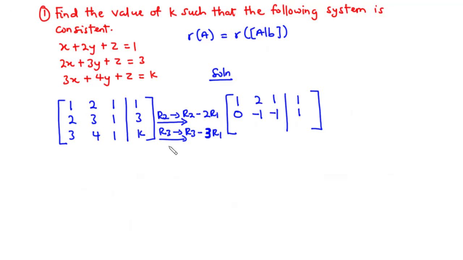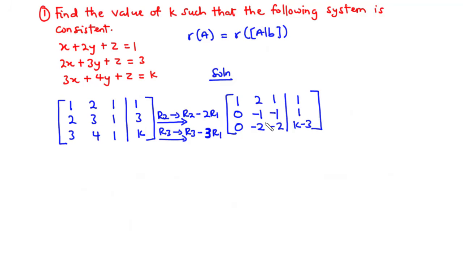Now to row 3. So for row 3, we have 3 minus 3 times 1. 3 times 1 is 3. 3 minus 3 is 0. We have 4 minus 3 times 2. 3 times 2 is 6. So 4 minus 6 is negative 2. And then 1 minus 3 times 1. 3 times 1 is 3. 1 minus 3 is negative 2. And then lastly, we have k minus 3 times 1. And that is k minus 3.